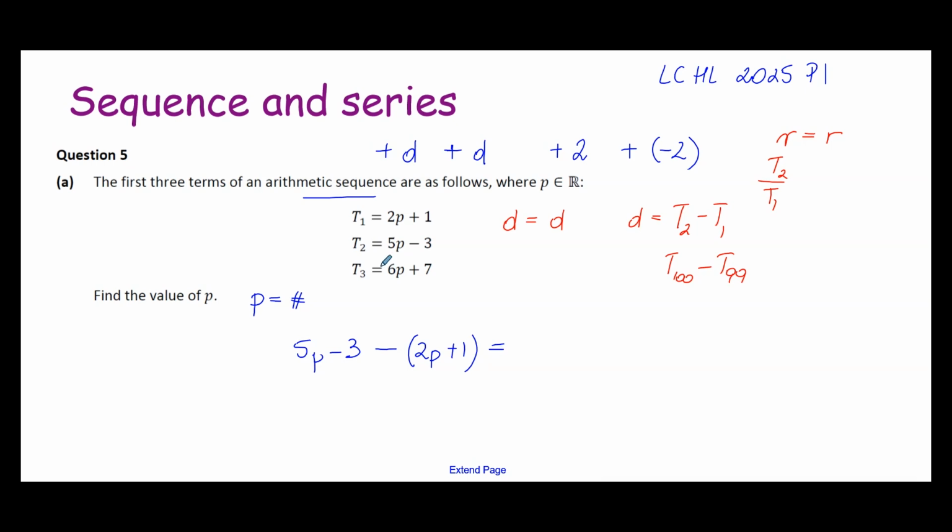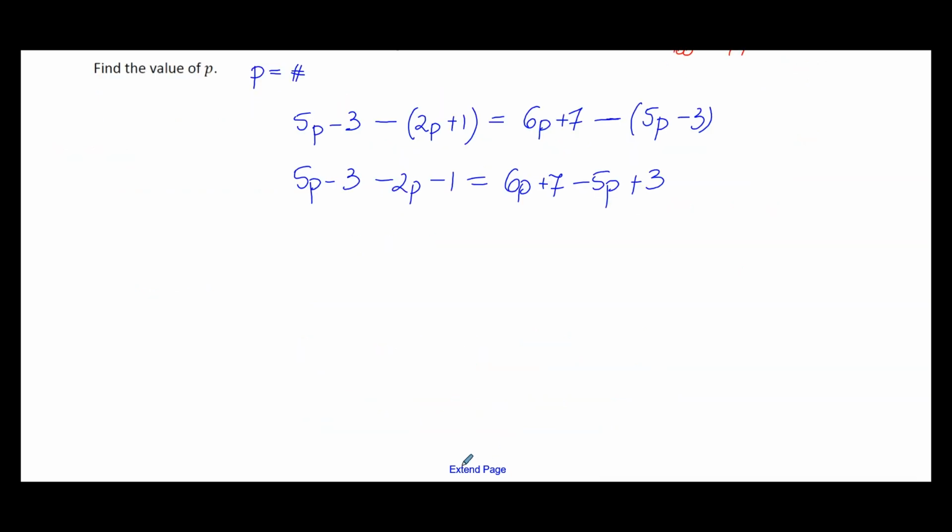And now we take term 3, 6p plus 7 minus, and now term 2. And again in brackets. Why am I putting it in brackets? Because that minus will apply to both of them. Yeah. So if I omit the brackets, it will be minus 2p minus 1. And on the other side, 6p plus 7. And again, minus 5p plus 3. Both of them will change the sign.